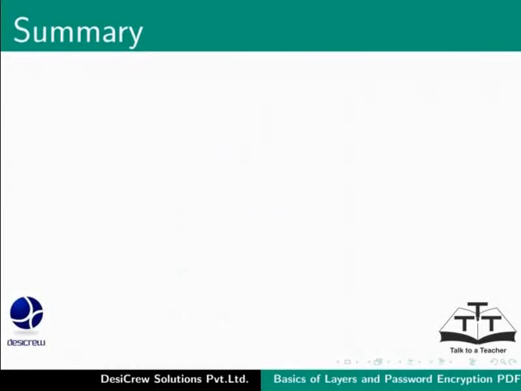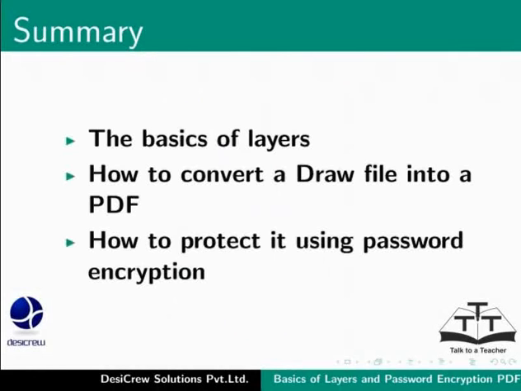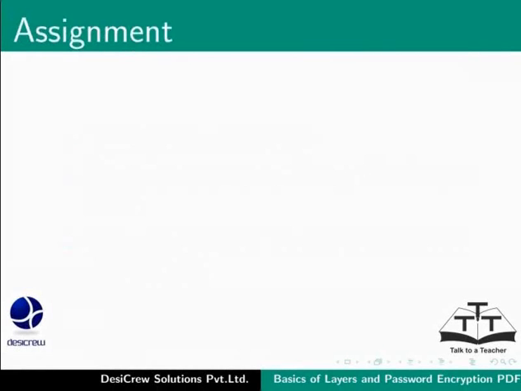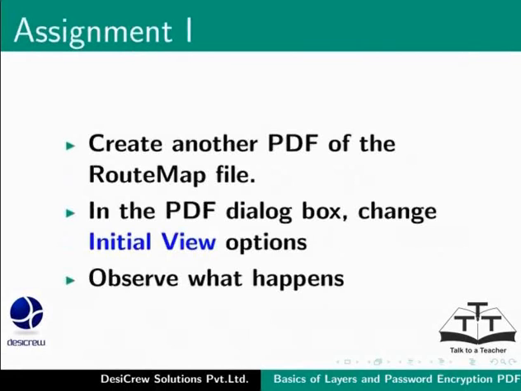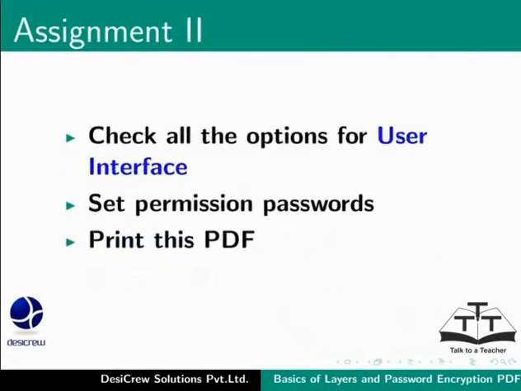This brings us to the end of this tutorial. We have learned the basics of layers, how to export it as PDF, how to protect it using password encryption. Here is an assignment for you. Create another PDF of the root map file. In the PDF dialog box, change Initial View options. Observe what happens. Check all the options for user interface. Set permission passwords. Print this PDF.